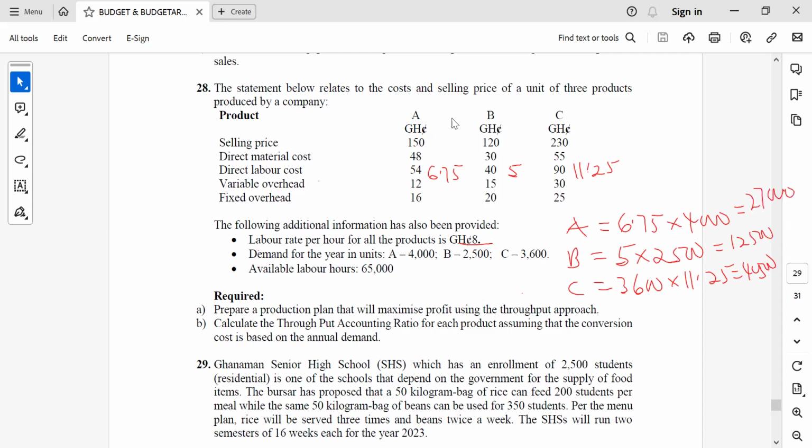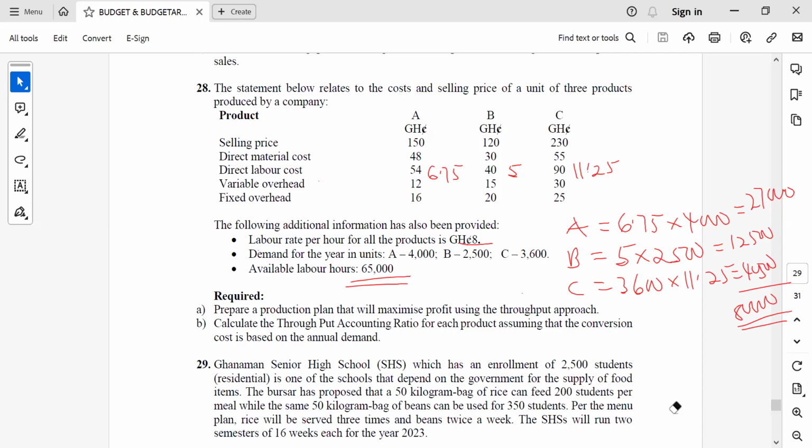So let's add all the hours now. 27,000 plus 12,500 plus 40,500. We are supposed to be using 80,000 hours, but we have only 65,000. So we cannot produce all. We now have to determine how we should produce the products, so we are using throughput. Let's move on.